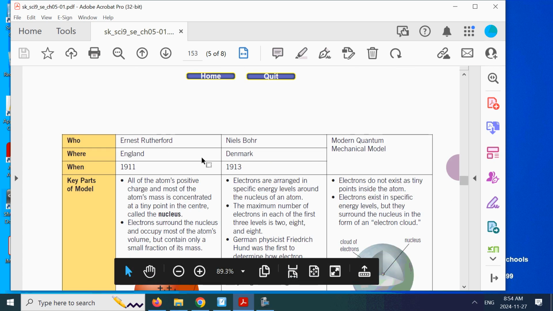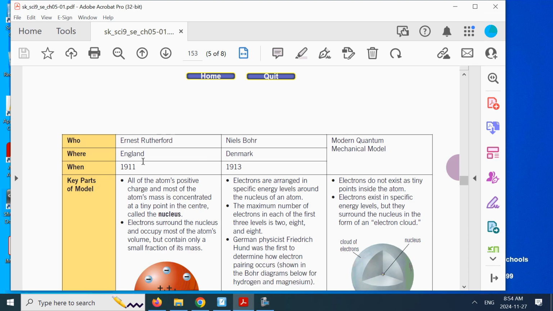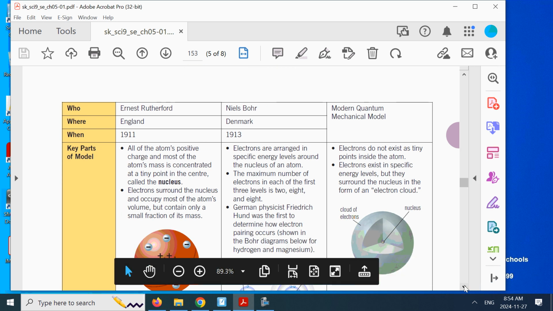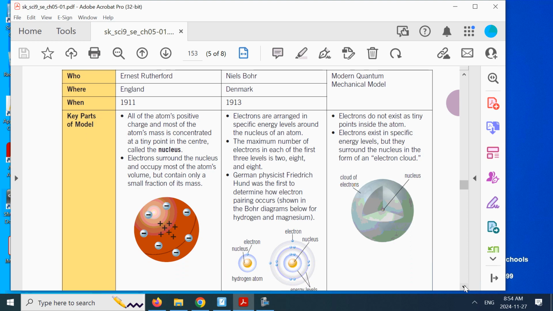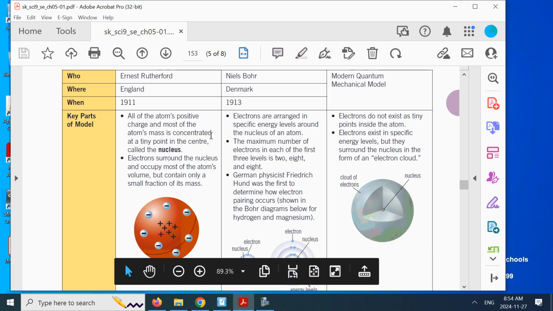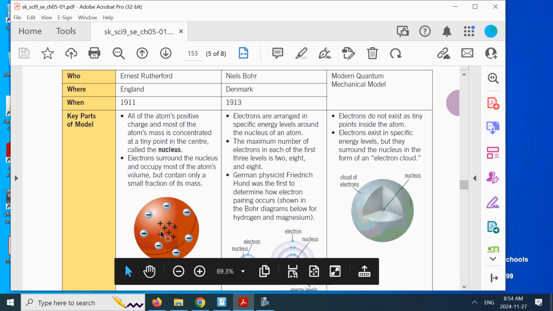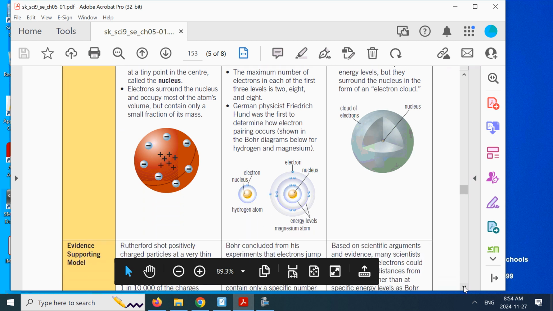Now, a guy named Rutherford, a few years after J.J. Thomson, came up with the idea that the electrons are outside and the nucleus is inside. All of the atom's positive charge, and most of the atom's mass, is concentrated at a tiny point in the center called the nucleus. Electrons surround the nucleus and occupy most of the atom's volume, but only contain a small fraction of its mass. So everything's packed in the center, and then the electrons are somehow outside. He didn't describe how the electrons move or anything.